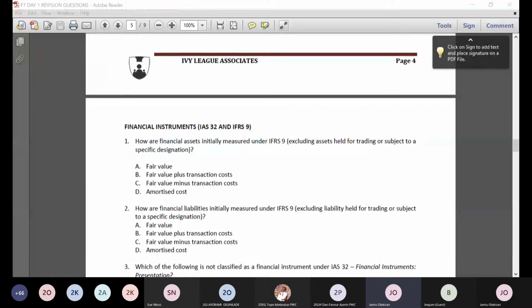I have a question for you guys. If you are selling goods and your customer has paid you in advance, the customer has deposited money in advance for the goods that you will supply at a later date, is that a financial liability within the scope of IAS 32? What do you think?